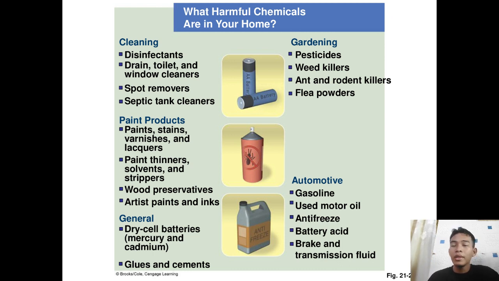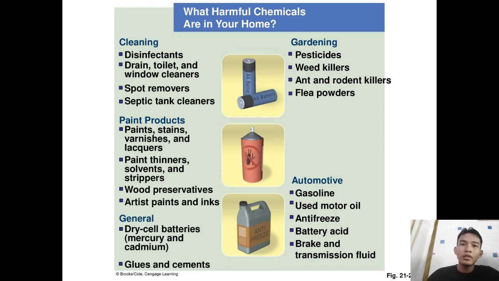And next for the paint products, we have paints, stains, varnishes, lacquers, paint thinners, solvents, strippers, preservatives, artist paints, and inks. These are considered harmful because they are too strong for humans to endure. And for general items, dry cell batteries have mercury and cadmium, and there are glues and cements.